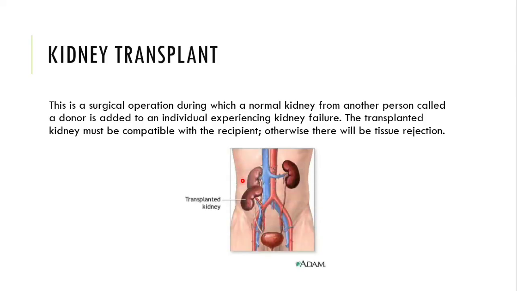Okay, so we've got a diagram, and this is how it looks. This is a transplanted kidney. This kidney is coming from a donor, then it has been added to the body of this individual who is a recipient in this case. So that's kidney transplant.